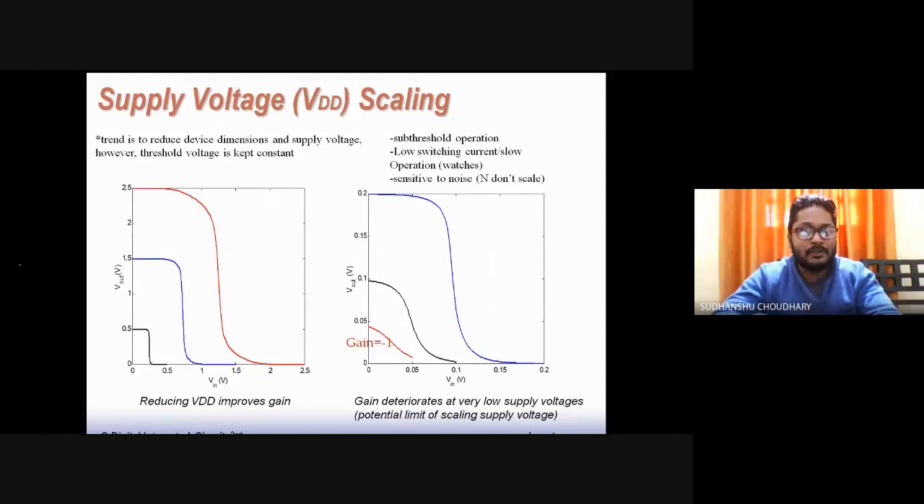And now let us also talk about the role of supply voltage scaling. Okay. So we understand that through scaling, the device dimensions change. That is, the device dimensions scale. Maybe they can be made bigger also, and smaller also. That is, W by L can be made smaller also, and W by L can be made bigger also. Right. So scaling of device dimensions, we understand.